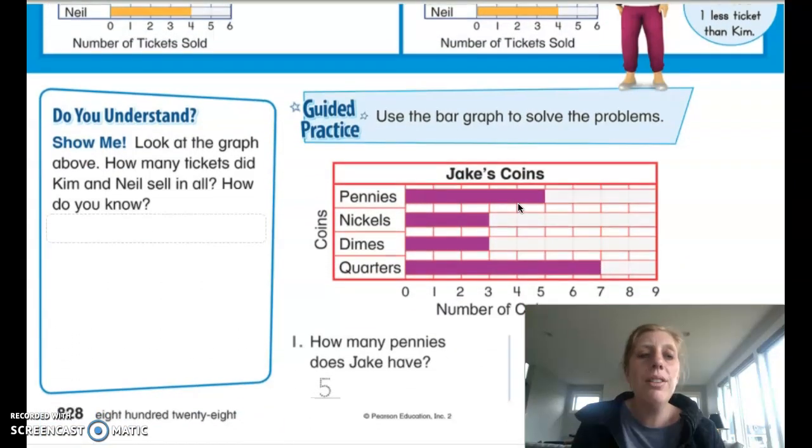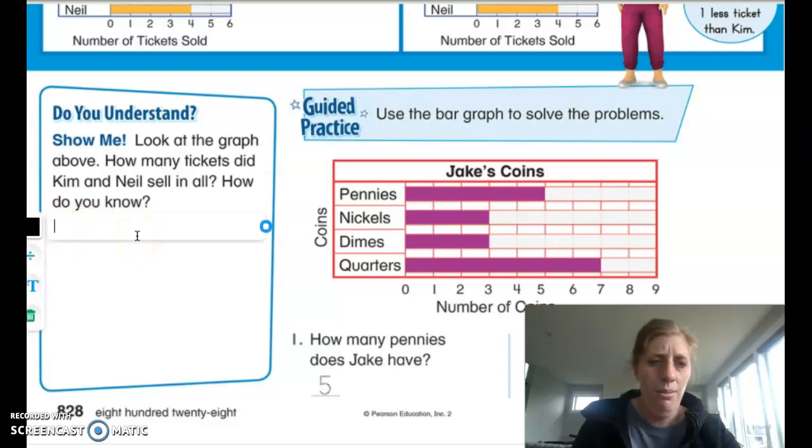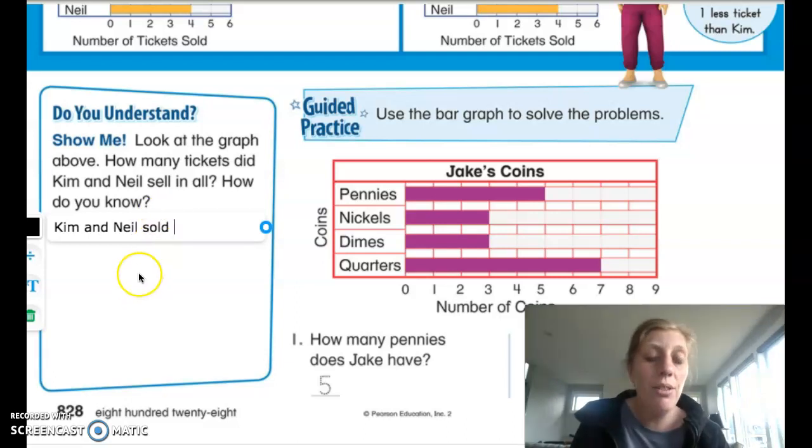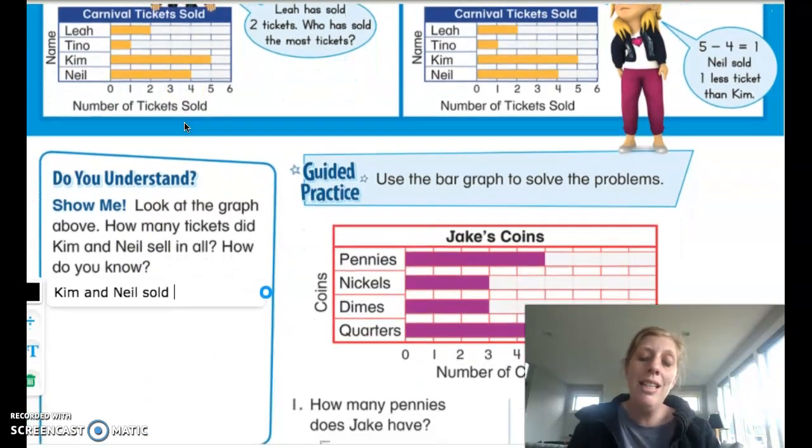Now let's look at the do you understand, show me. It says, look at the graph above. How many tickets did Kim and Neil sell in all? How do you know? So we're going to repeat part of the question. We're going to repeat the part that says Kim and Neil sold. Now I have to go up and do the math. Kim sold 5 plus Neil sold 4. 5 plus 4 is 9. That's right. Kim and Neil sold 9 tickets.